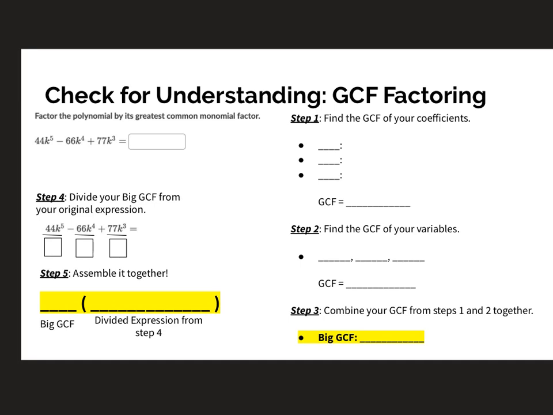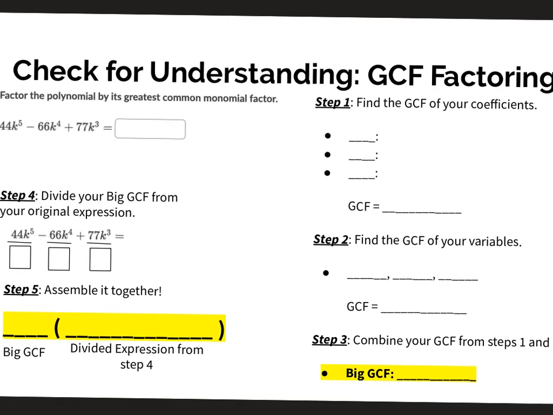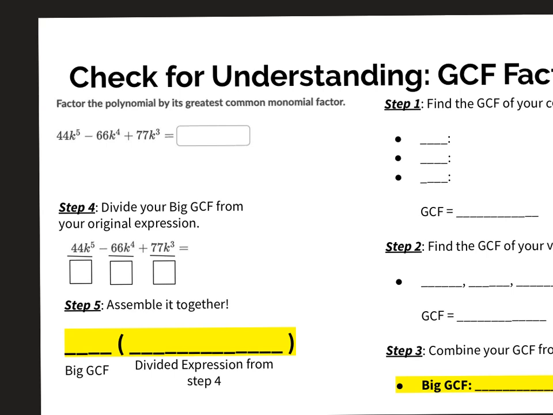All right, you did the problem. Let's check if you're right. The question is saying factor the polynomial by its greatest common monomial factor. So I want to give a factored expression for my answer. I don't just want to give my GCF. Before I give the factored expression, I need to find the GCF for my coefficients. My first coefficient is this 44 that I see here. Then I have this negative 66, and then finally 77.